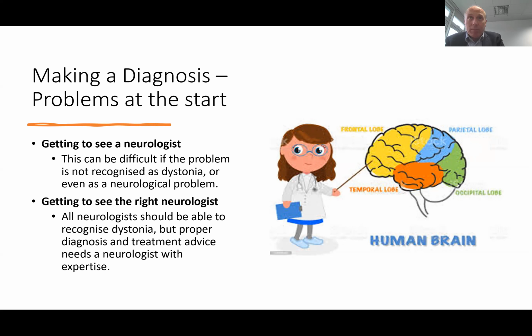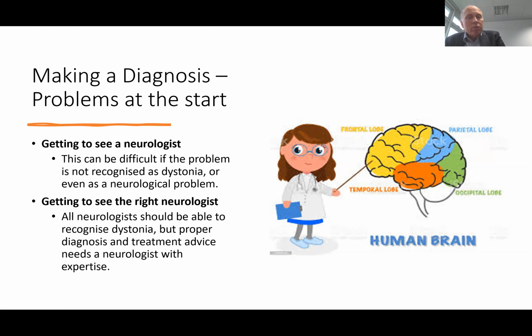So the first problem, which is a pretty major one, is that maybe it's difficult to see a neurologist in the first place. And that's often because the problem is not really recognized as either dystonia or even as a neurological problem. So it might be thought of as a rheumatological problem or a pain problem, because that's the main thing. People might be a bit distracted by anxiety or low mood and feel that that's the main problem that needs to be addressed. So there can be a delay in getting the right diagnosis.